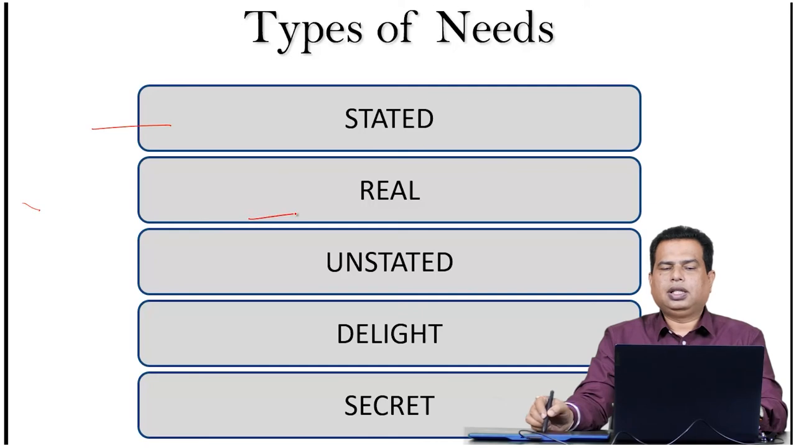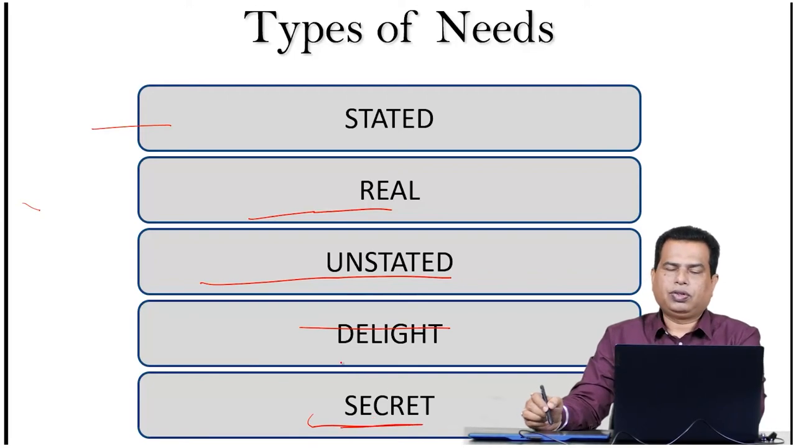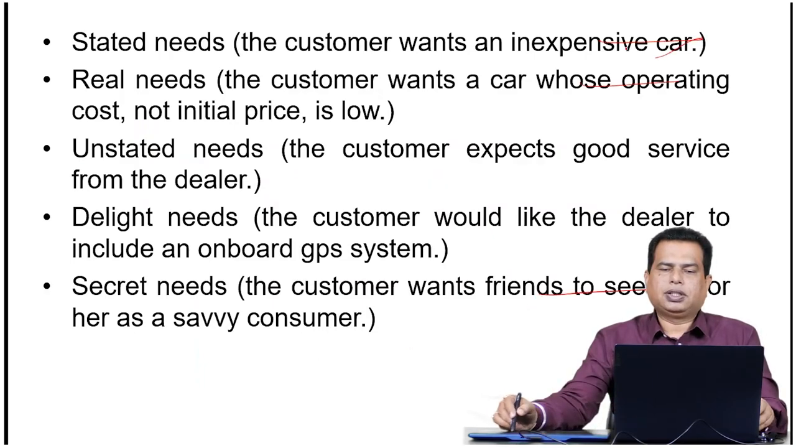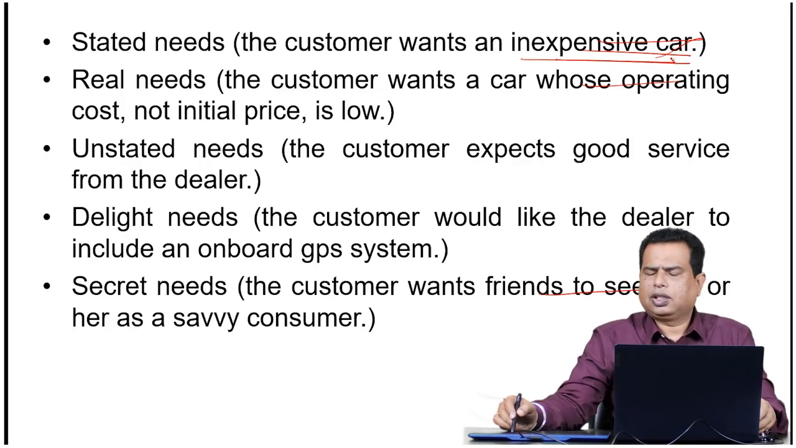So these are the types of needs which need to be understood by a marketing student: stated needs, real needs, unstated needs, delight, then secret. So I'm briefly going to talk about these types of needs. Stated needs: the customer wants an inexpensive car. I want a car, but that car should not be expensive. That is a stated need. I stated I want a car which is relatively cheaper than the other cars available in the market.